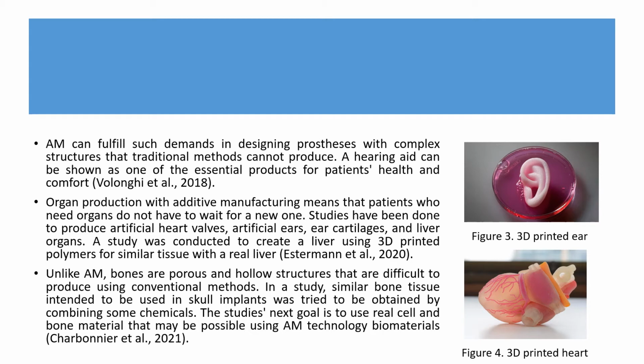Unlike AM, bones and furrows are hollow structures that are difficult to produce using conventional methods. In a study, bone tissue similar to real bone, intended to be used in skull implants, was tried to be obtained by combining some chemicals. The study's next goal is to use real cell and bone material, which may be possible using AM technology biomaterials.